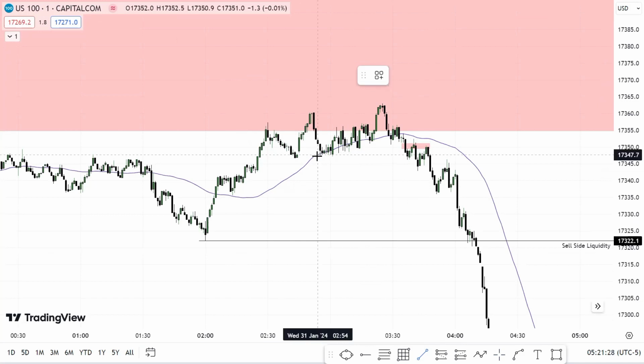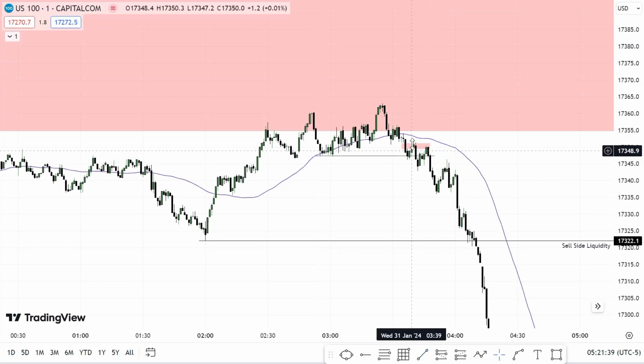You see here, it broke this low, right? This low here. See how it broke that low. Once it broke that low, it created a fair value gap here. This would have been your entry for the sales. So you'd have gotten entry for the sales here.